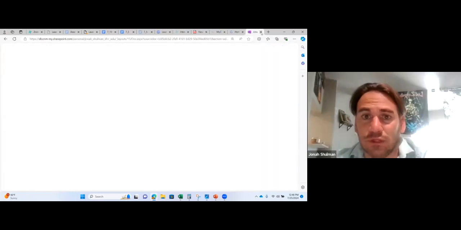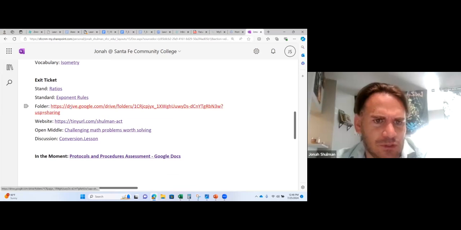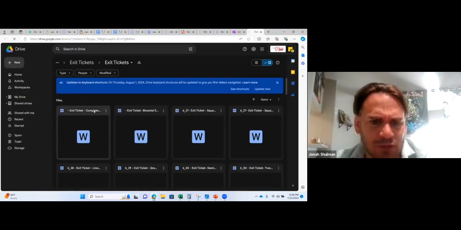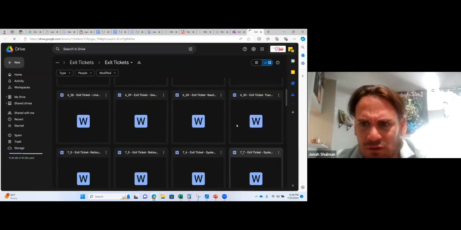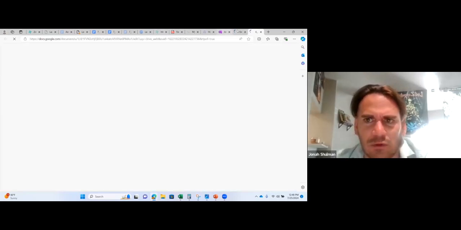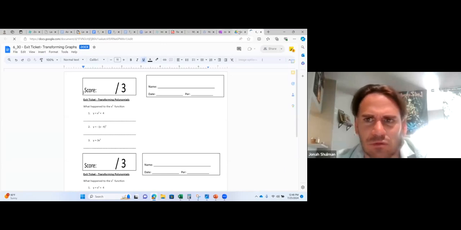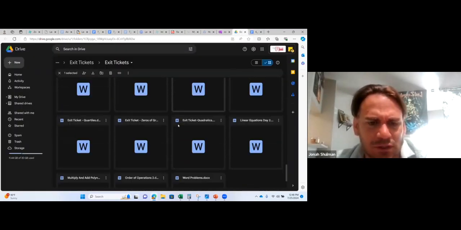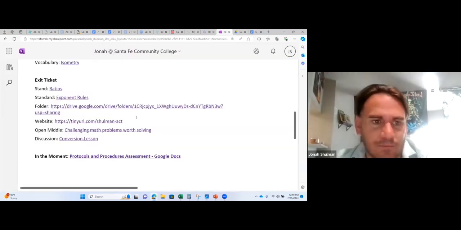So you can look through them if you wanted to see a full class of exit tickets. So here's a folder. It's just filled with exit tickets. And they have all the names on it: completing the square, systems of equations, transformations, ratios. Well, what's the transformation one? I'm always curious to see which ones we got. What happened to the function? Real straightforward. So yeah, this is just a year of tickets. I have tons of them, so feel free to use it.